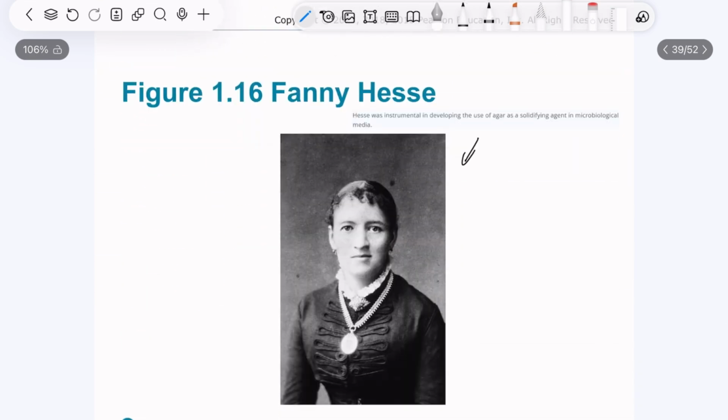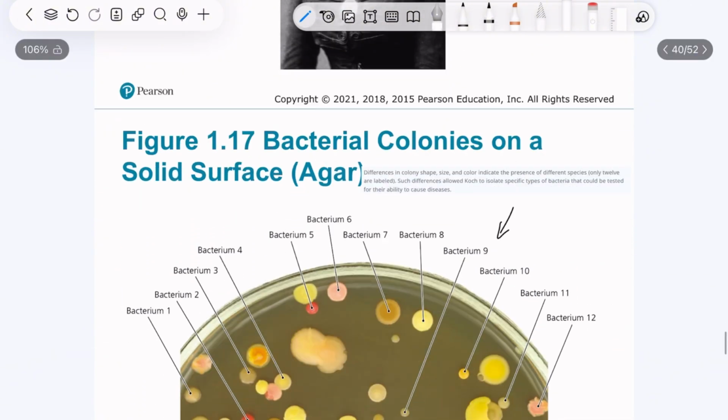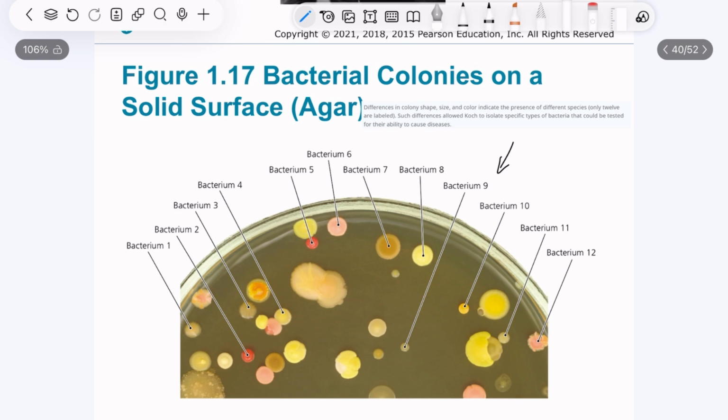So this image here shows Fanny Hesse. Hesse was instrumental in developing the use of agar as a solidifying agent in microbiological media. This image shows bacterial colonies on a solid surface, which is the agar, invented by Fanny Hesse. Differences in colony shape, size, and color indicate the presence of different species. Such differences allowed Koch to isolate specific types of bacteria that could be tested for their ability to cause diseases.